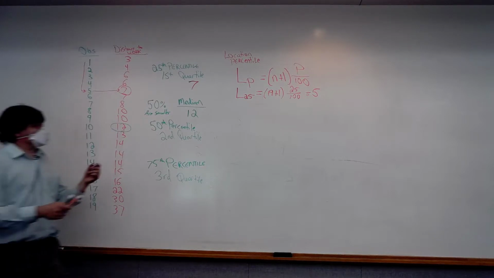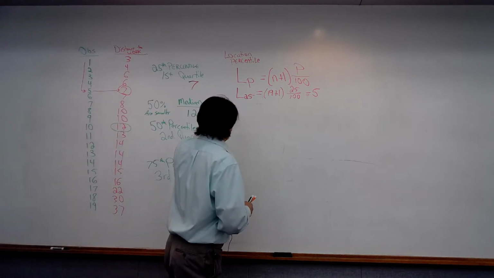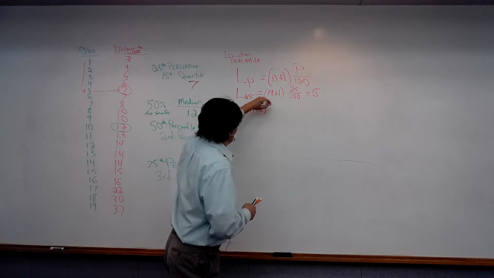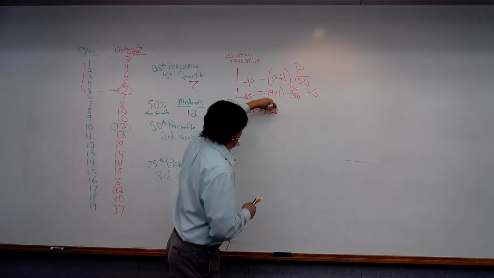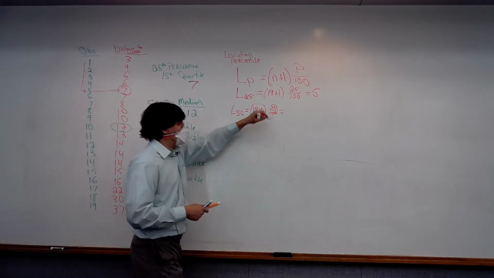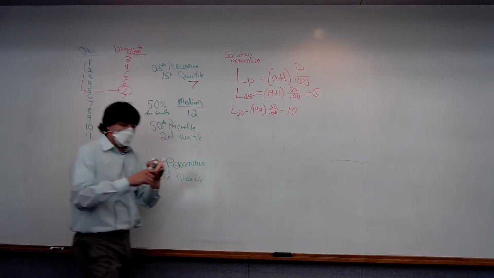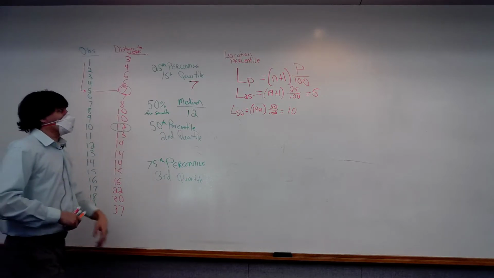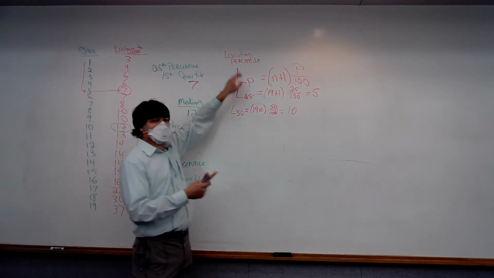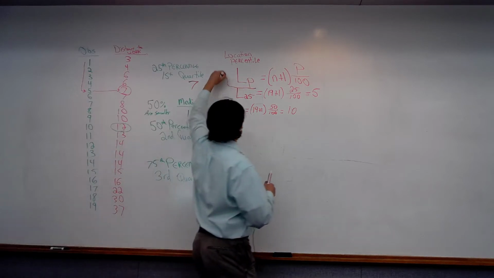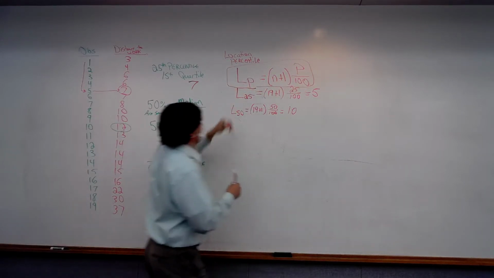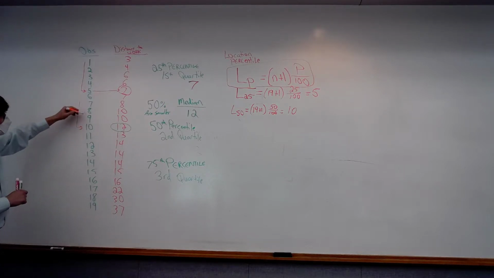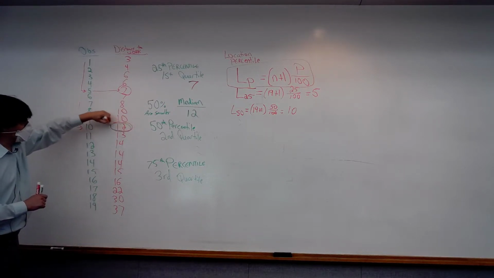Let's walk through it again. L50 is going to be 19 plus 1, times 50 over 100. It's going to be half of 20, so 10. That's the exact same thing we did with the median. So if you want to only learn this method, you can forget about how we did median before, because this will give you the median. The 10th observation is 12. Same thing we had.